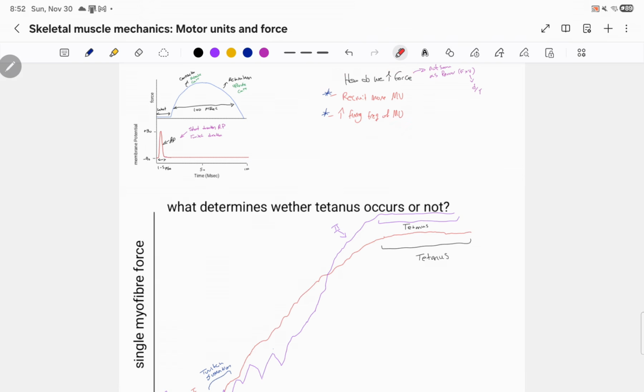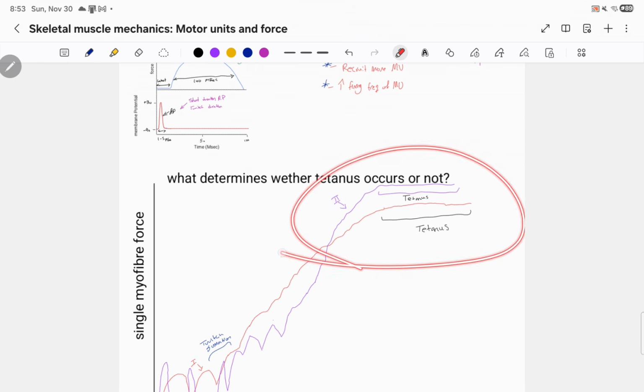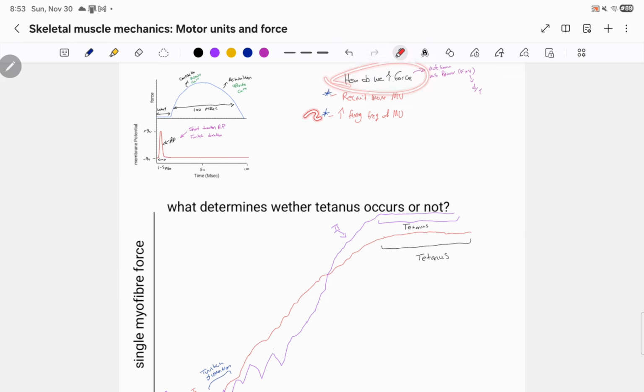Now, there is an important concept to understand here. We understand that one twitch is never enough to have any effect at the whole muscle level, literally nothing. But we also have to understand that one tetanus coming from one fiber is not enough for the whole muscle level. It would take multiple fibers going through this tetanic contraction to make a difference, okay? And when we say increase of force production, please understand these two don't occur separately. They're not mutually exclusive. They will occur more often than not together.